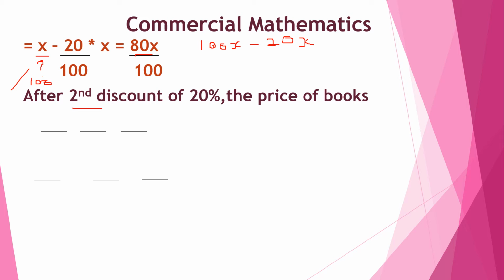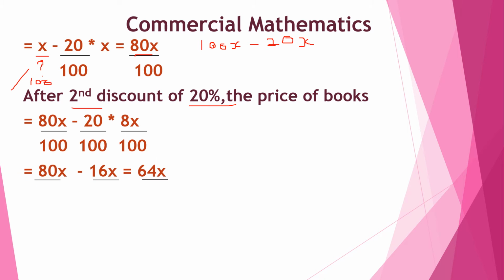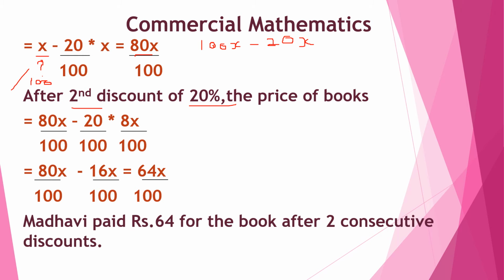So after the second discount of 20% on the book, how to manage the 20%? So 80x is what we got, and on that they are allowing 20%. So 20 divided by 100. Now 100 is the same, and 80 into 20 gives 16, divided by 100. So 100 is common, 80 minus 16 gives 64. So we'll be getting 64x upon 100.